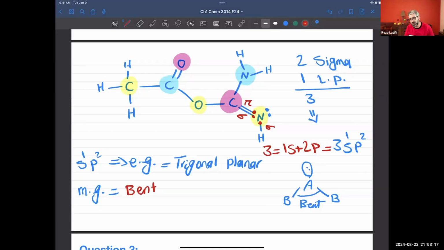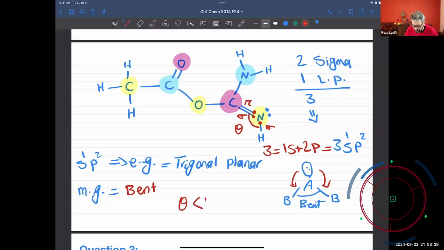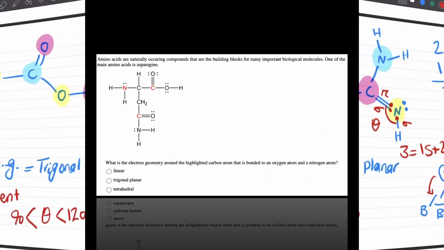If it's bent, then what's going to be the bond angle? I expect the bond angle to be 120, but I have a lone pair, and that lone pair is going to push them down. It will push the bonds and force them to get closer. So your bond angle, which bond angle? This bond angle, that's theta. It will be something less than 120, but bigger than 90.